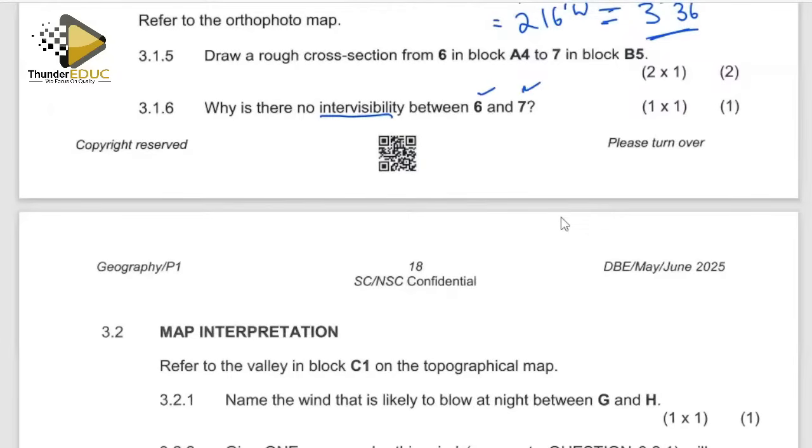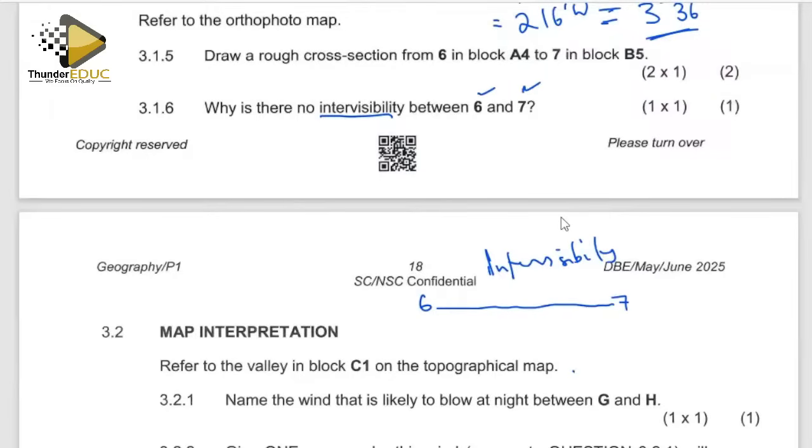So you check the nature of your cross-section. Let's say, for example, your 6 is here and your 7 is here. And your cross-section is giving something like this. It implies that it's a flat-lying area. It means in this area, there is intervisibility. You are able to see 7 from 6.